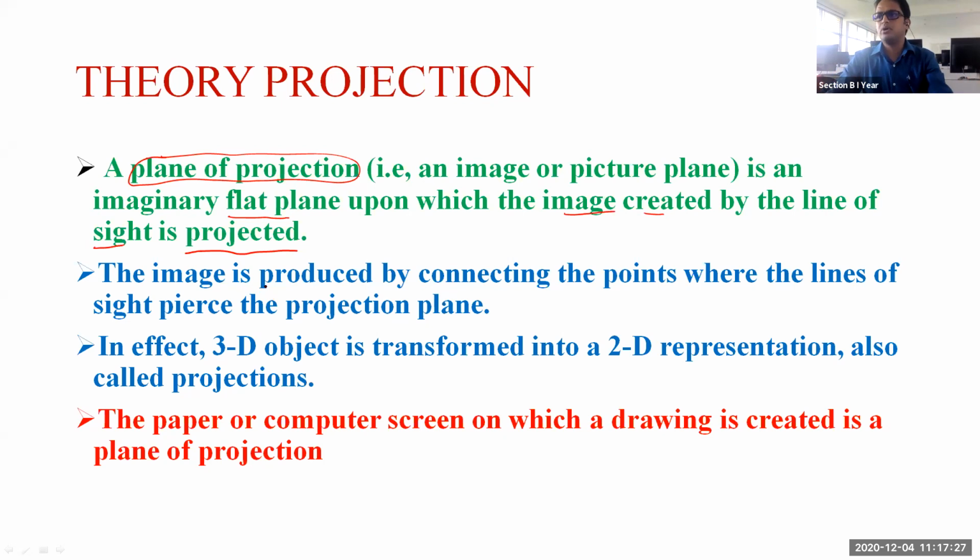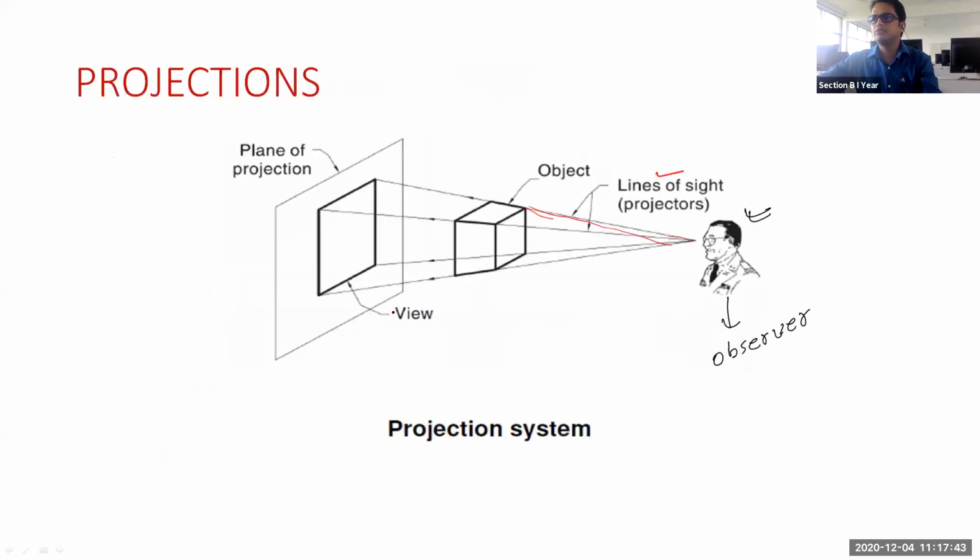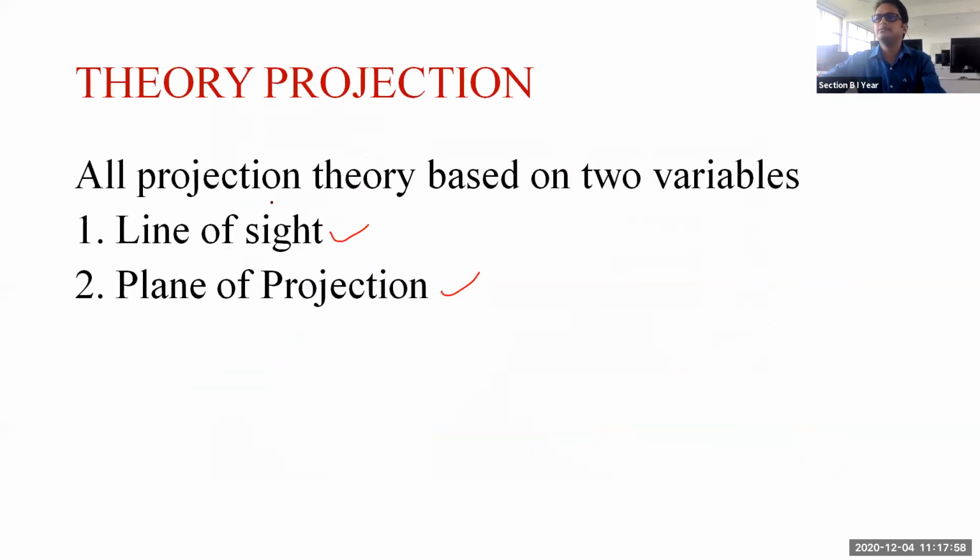Okay, now come to the second point. Image is produced by connecting the points where the line of sight pierces the projection plane. If you go back to your first example, you can see these lines of sight going through the object edges and piercing this plane of projection. So this is your second point.